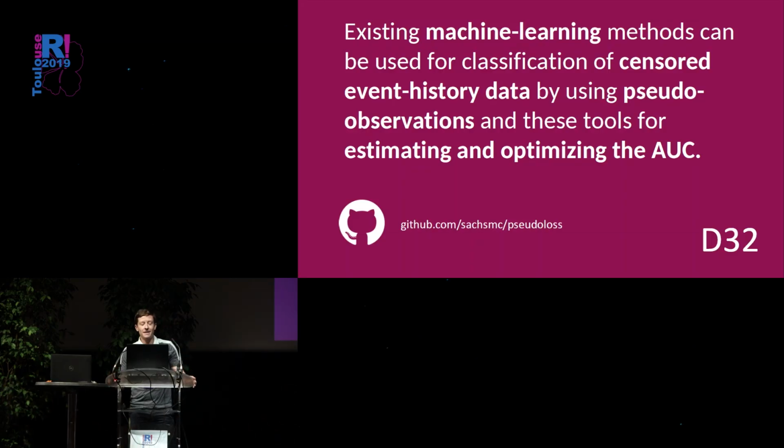There are many excellent R packages for machine learning, but if you're interested in predicting a time to event, censoring may pose a problem. One solution to that problem is pseudo-observations. So if you'd like to learn about what those are and how to use them in prediction research, come by my poster at D32.